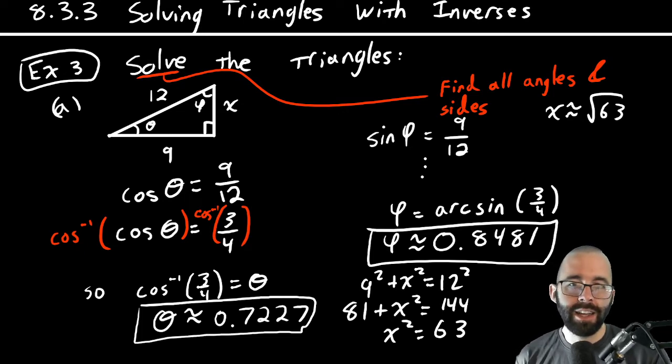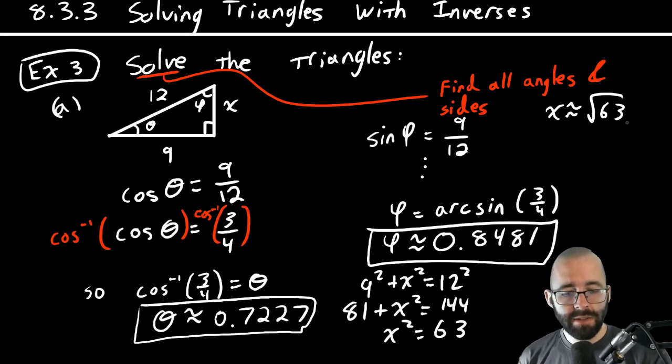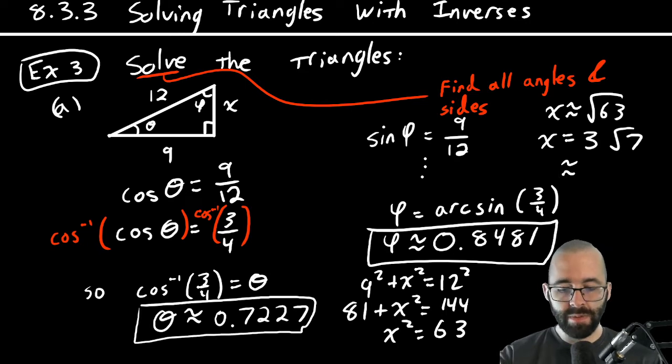We're not going to have a negative length on this triangle, so we're just going to use the positive. This does simplify. This is 9 times 7. This does simplify to 3 root 7. This is the exact answer for x. Or you could use a decimal approximation as well.